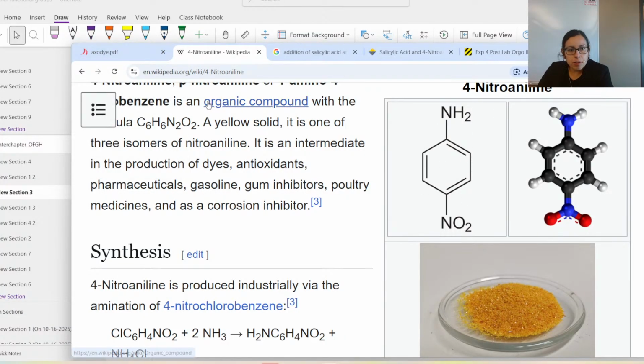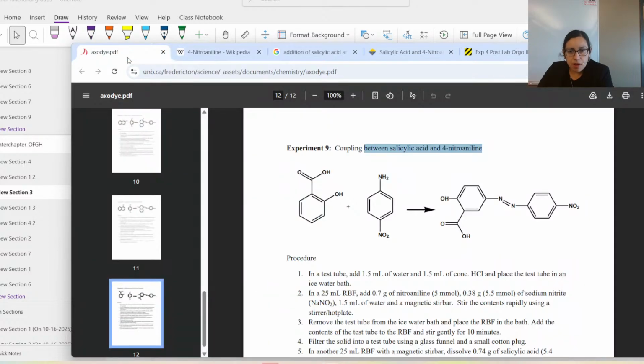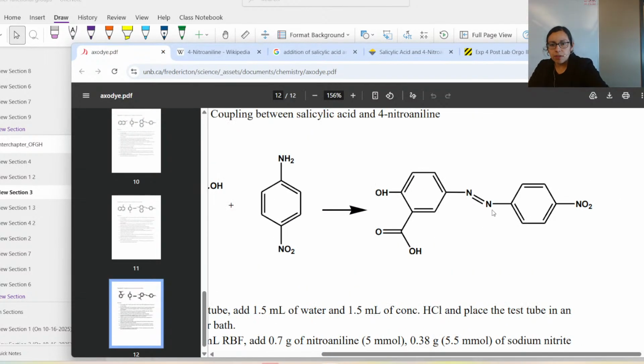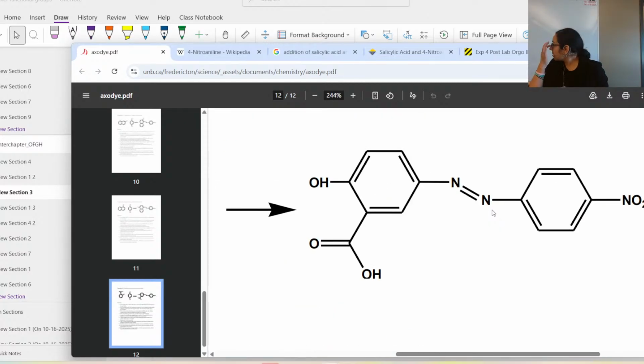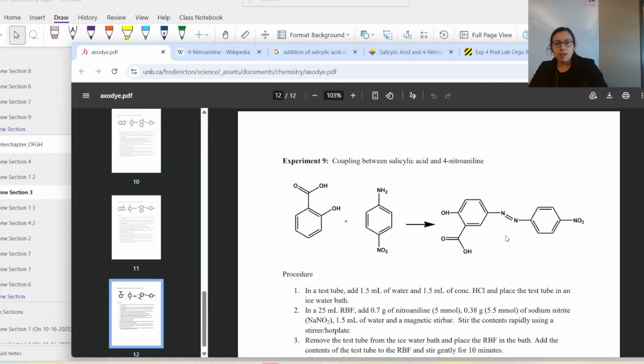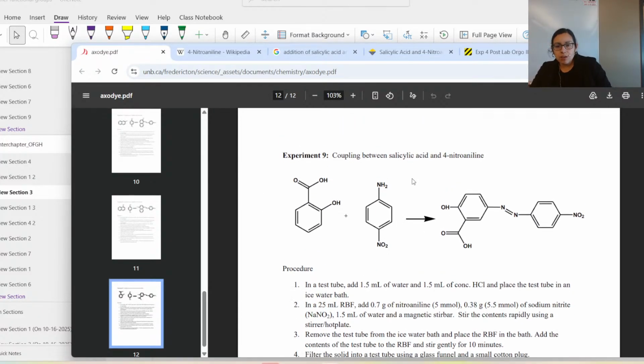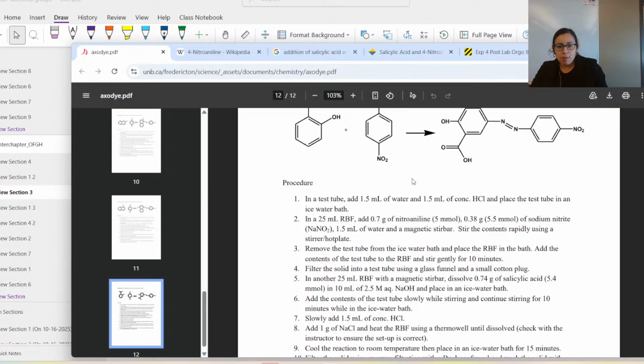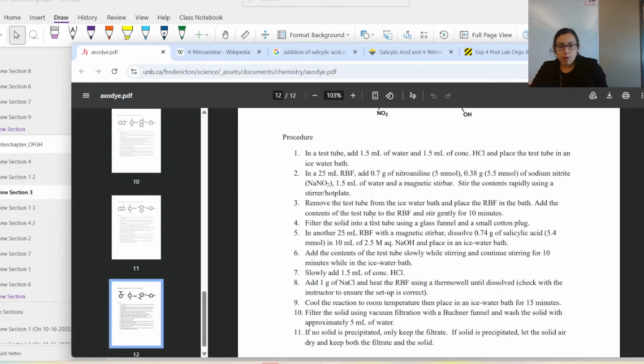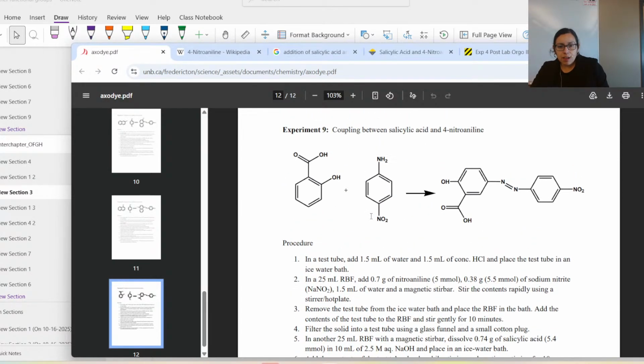I wanted a picture of the azodye product itself, but I was having issues finding it, so maybe I'll look that up later. But azodye just refers to this nitrogen-nitrogen double bond there. And then we can see our nitro group still hanging on, and this gives it a lot of conjugation and color. And we could actually do this one in our lab, I believe, if we were so inclined.